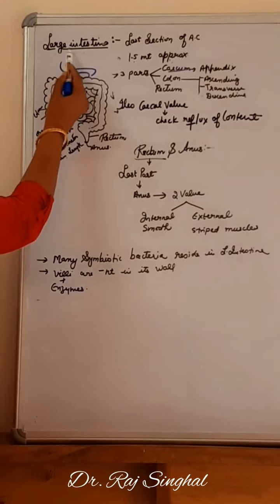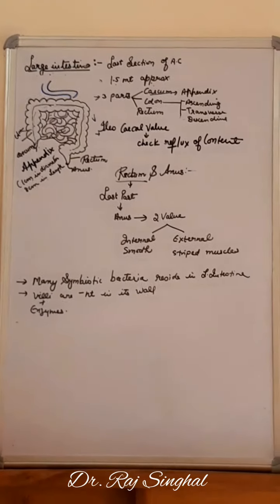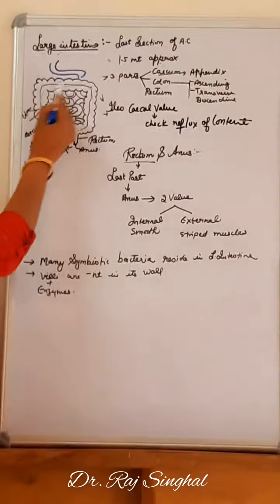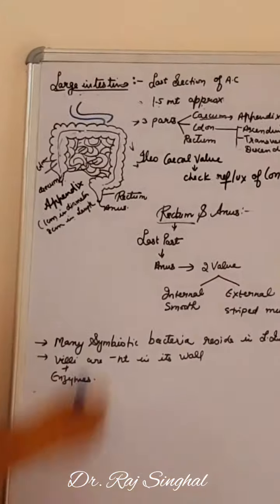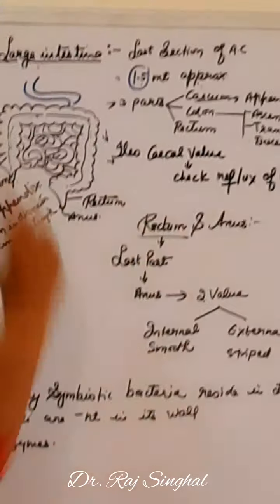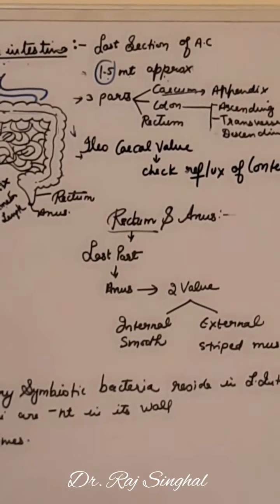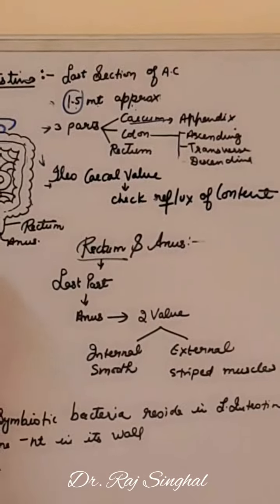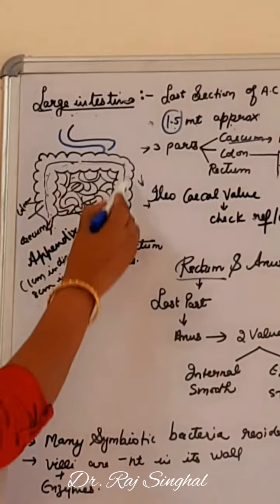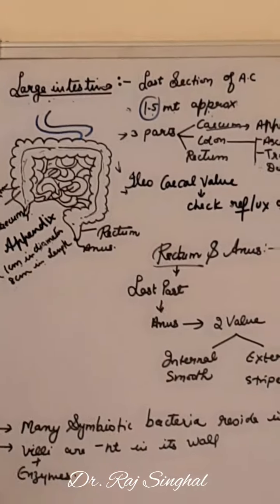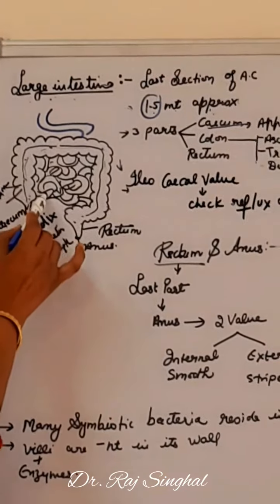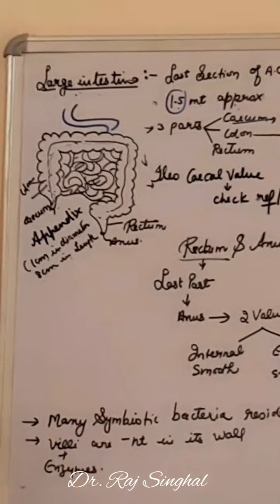Now we are approaching the last section of alimentary canal, that is large intestine. Large intestine is approximately 1.5 meters in length and is made up of three parts: cecum, colon and rectum. The first part is cecum. Small intestine opens in cecum.